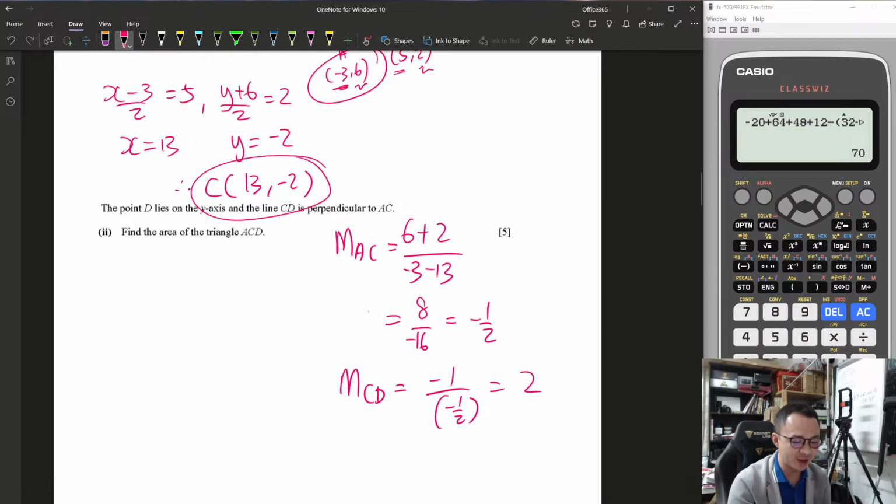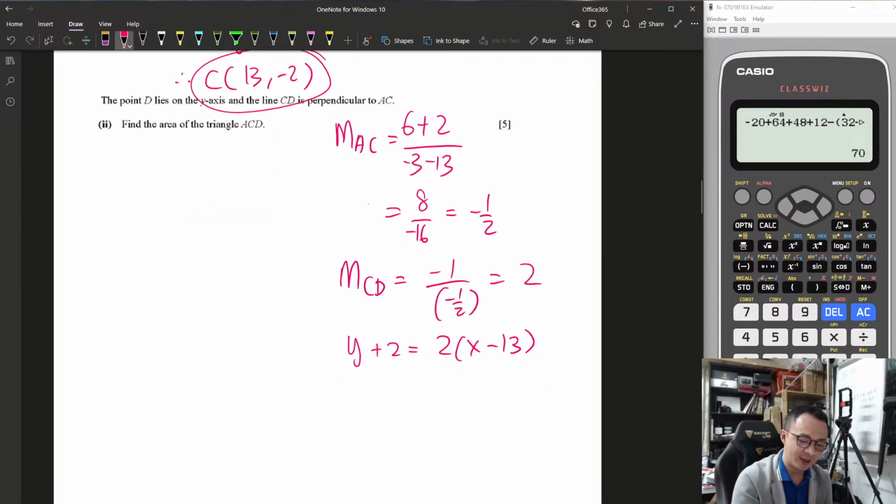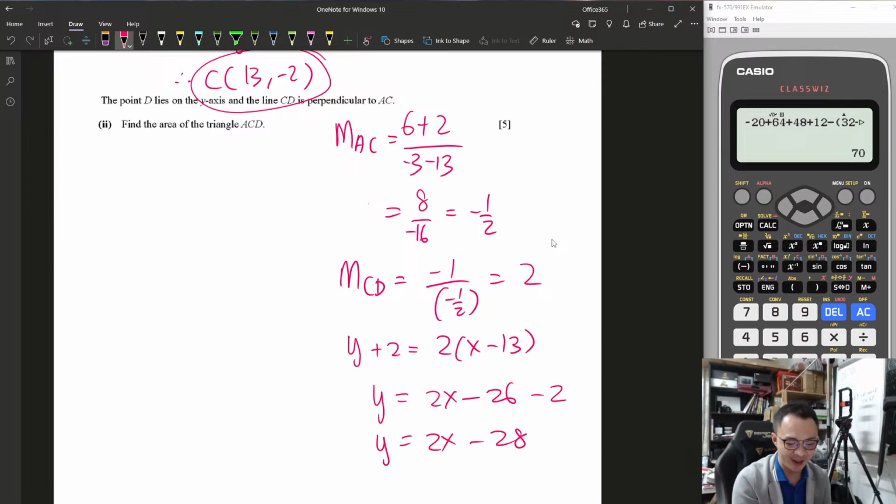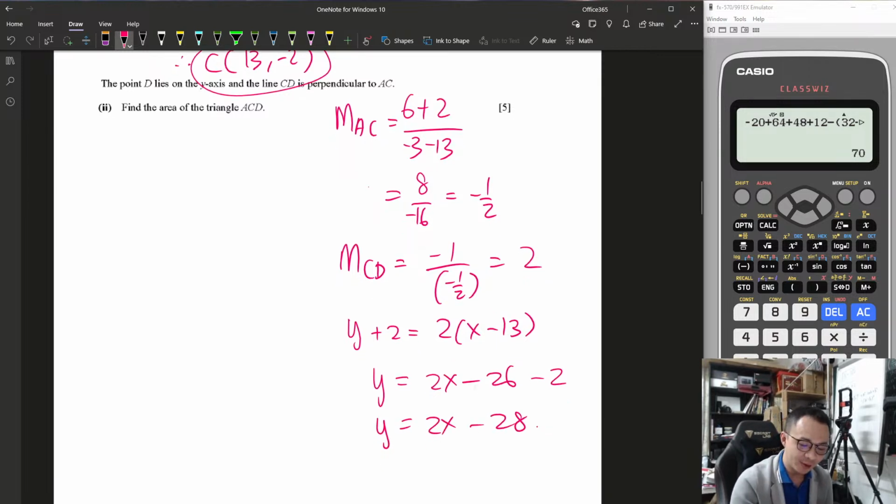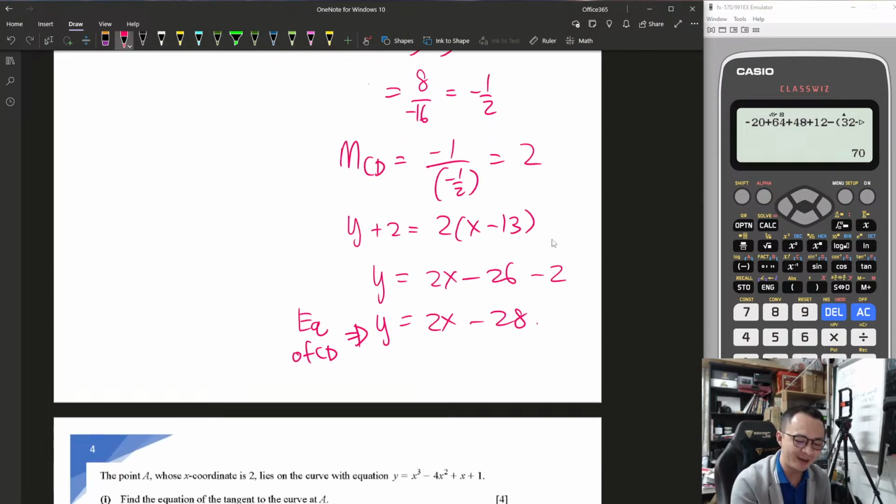So now I got the gradient of CD. I just need to use the coordinate C to find the equation of CD. So y plus 2 equals 2 times x minus 13. Therefore, y equals 2x minus 26 minus 2, so y equals 2x minus 28. This is the equation of CD. Now I want the coordinate D, which is on the y-intercept. The y-intercept is this value, 0, negative 28. This is my coordinate of D.